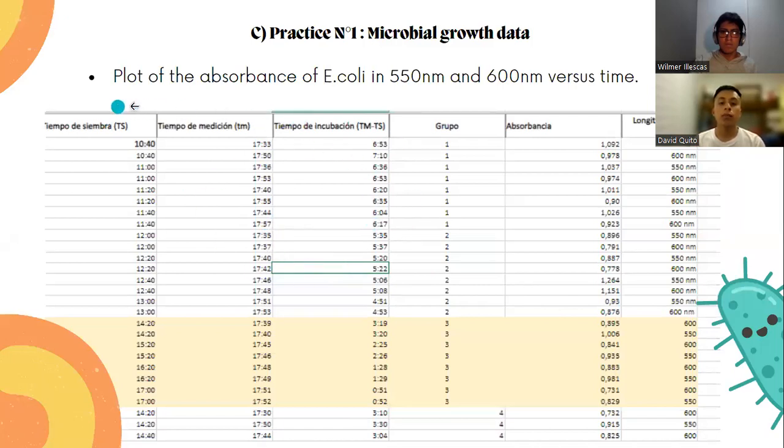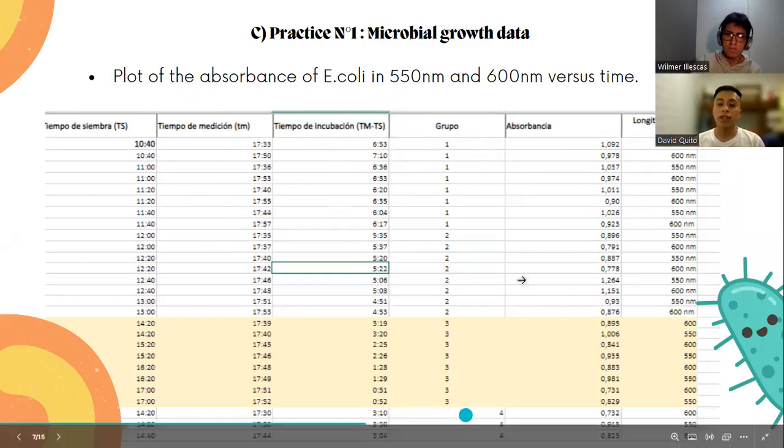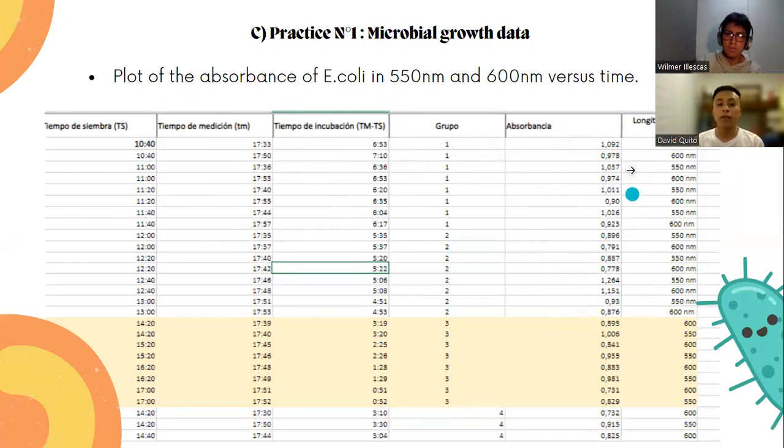And the letter C about the process of the practice is divided into 2 practices. The practice number 1, the microbial growth data. In this case, the plot of the absorbency of E. coli at 550 nanometers and 600 nanometers versus time. You can see in this picture different types of absorbency of each group in this class, and divided different parts of the absorbency and the groups and the incubation time and meditation time.